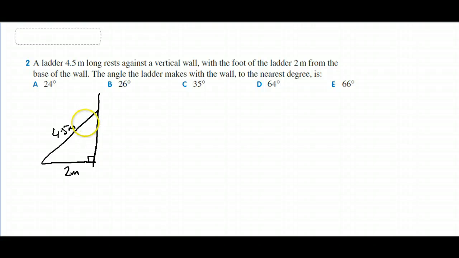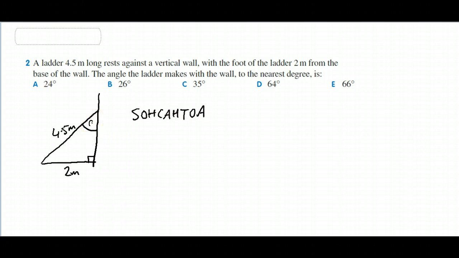The angle the ladder makes with the wall. They must be referring to this angle here. So we've got to find this angle here. How can we do that? Alright, we've only got 2 bits of information and it's a right angle triangle, so that tells me this is going to be a Sohcahtoa problem, not a cosine or a sine rule problem, because for those we need 3 bits of information and you don't apply them to right angle triangles. For right angle triangles you use Sohcahtoa.